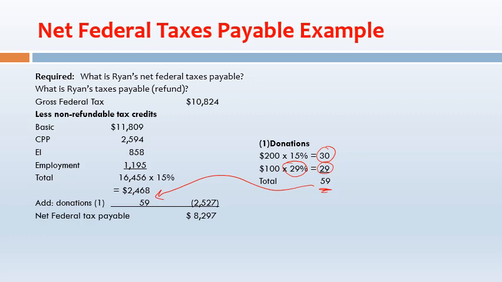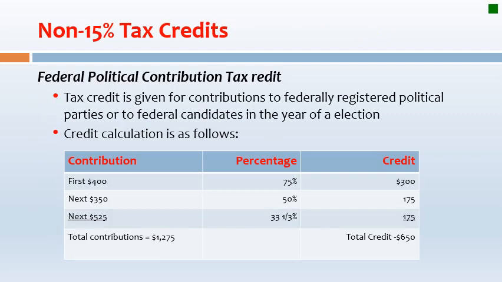This is the net federal taxes payable, but don't forget that I already paid throughout the year $9,000 in source deductions. So what happens at the end of the year is I'm looking at a sweet refund from the CRA. Outstanding. Good work, guys. Next up is the political contribution tax credit.